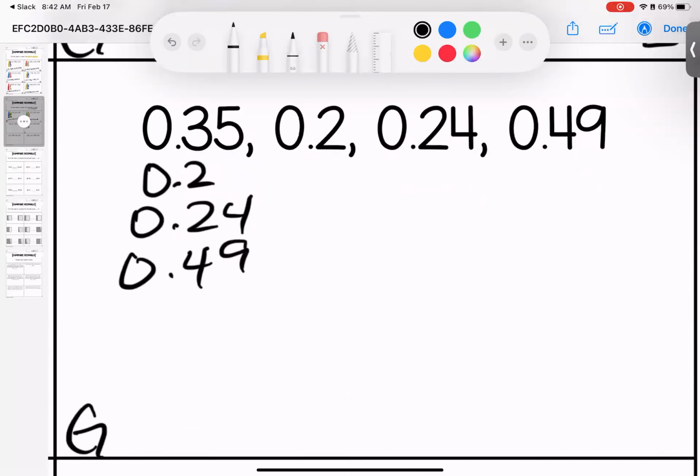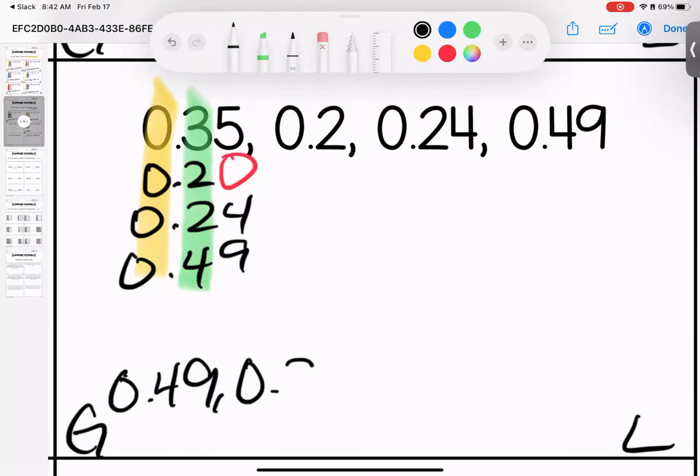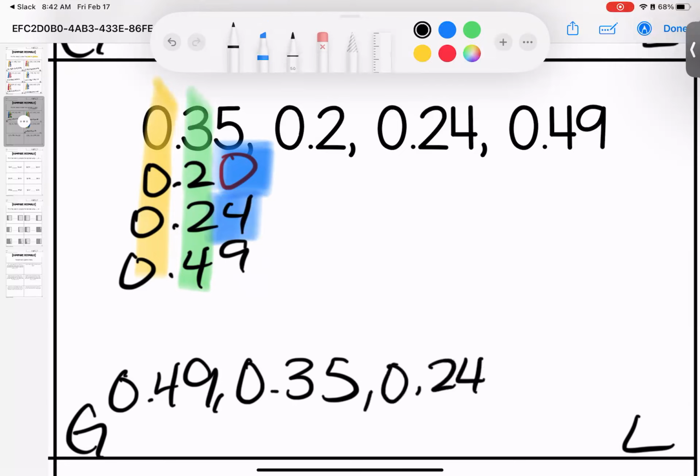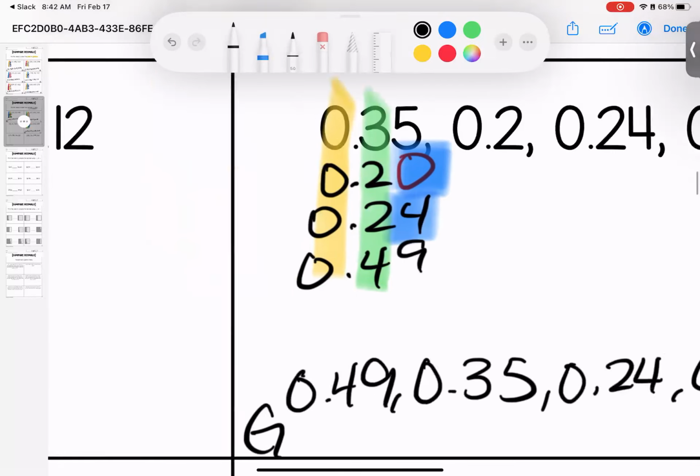Add my greatest to least reminders and our 0 place savers. Now we're ready. Ones places match. Going to my tenths, I have a 3, 2, 2, 4. Well, I can decide the two largest. I have 49 hundredths and I have 35 hundredths, but then I need to go further out on my 2 tenths. I have 2 and 0 hundredths, so 20 hundredths, or I have 24 hundredths. 24 hundredths is going to be bigger than 20 hundredths.